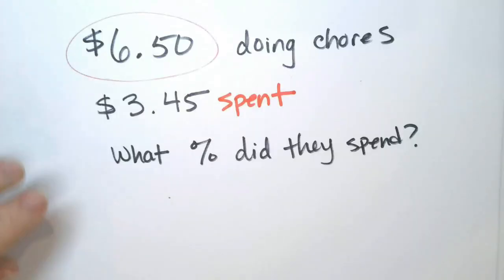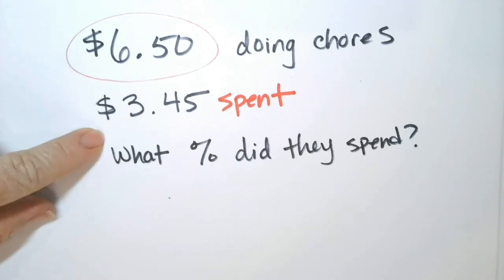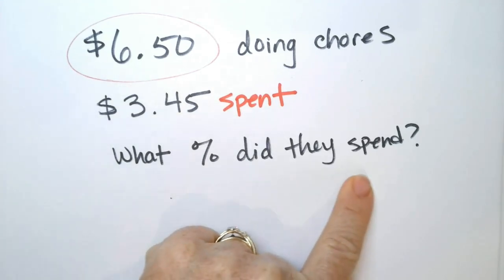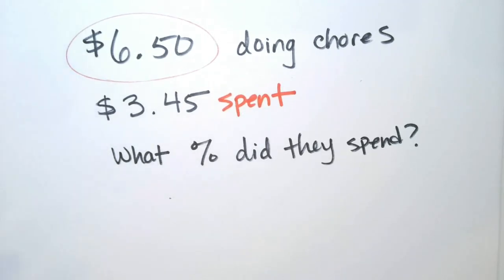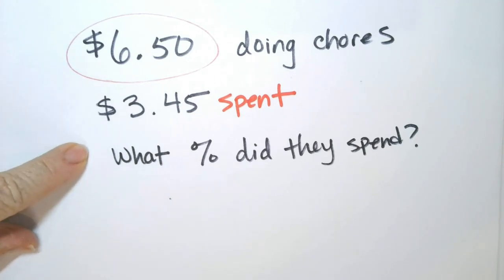So take a look at this. What am I asking? There's a lot of numbers here. Right? Well, there's two numbers. And I want to know what percent did they spend. So there's no cookie cutter recipe for these. You have to interpret it and put it in a way that makes sense. So what's the whole amount you had in your wallet?